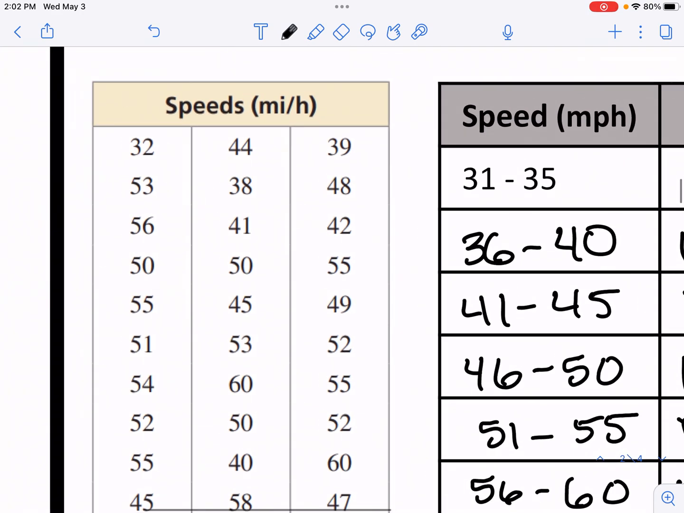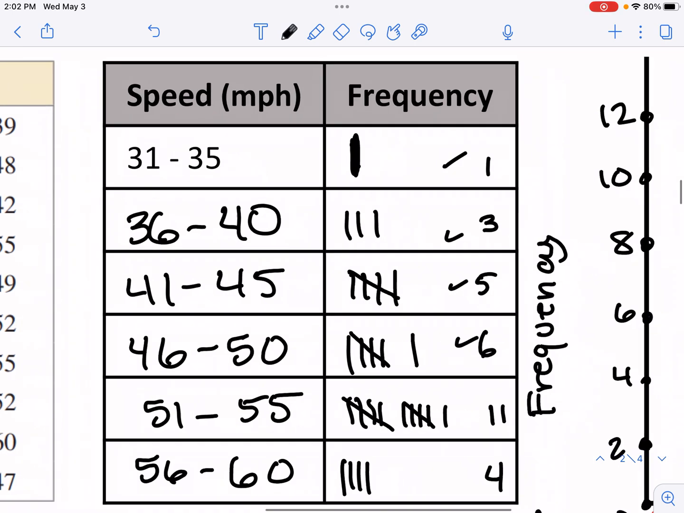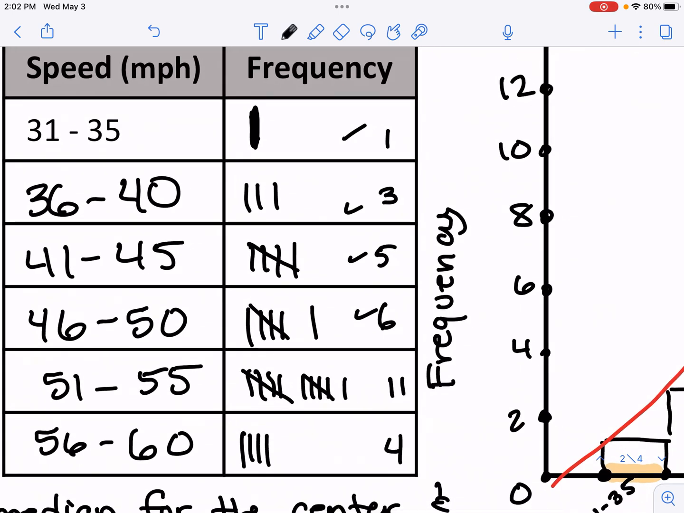Okay. Once we created the intervals, we crossed off that number and put a tally mark. So 32 belongs right here. And then separately, we did that for all of them. I just wrote the values off to the right over here.